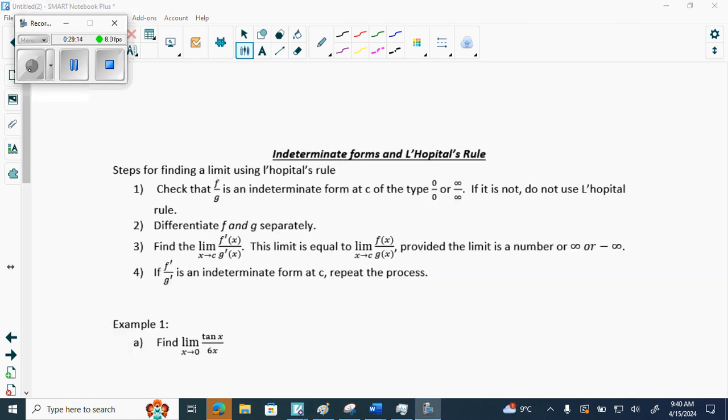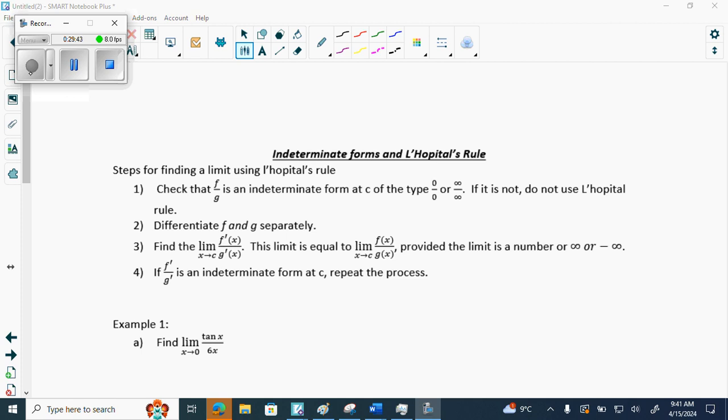So when do you have to use L'Hopital's rule? Here it says steps for finding a limit using L'Hopital's rule. You check that f over g is an indeterminate form. That means when you try and plug in the limit, you get 0 over 0 or infinity over infinity. If it is not, do not use L'Hopital's rule. Differentiate f and g separately. So you differentiate the top, put f prime, differentiate the bottom, put g prime.